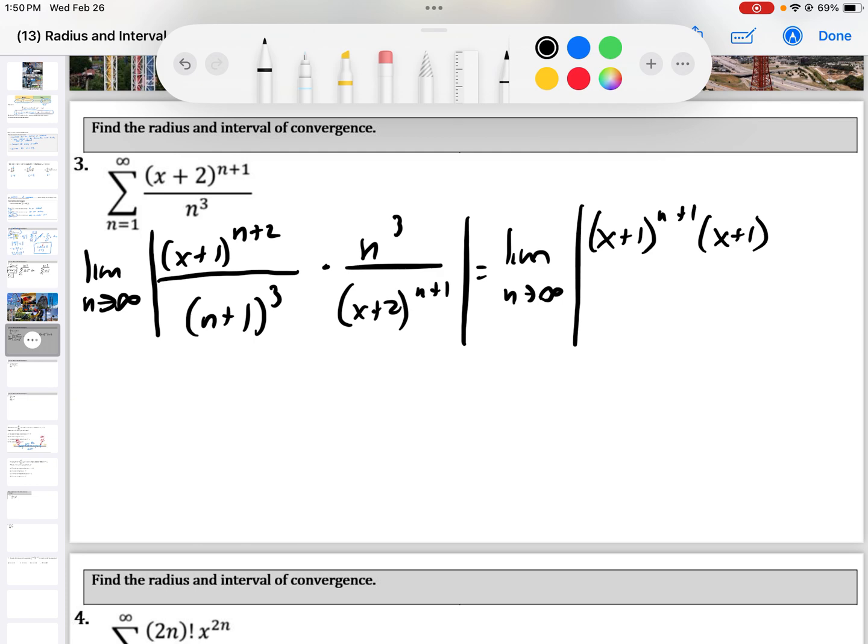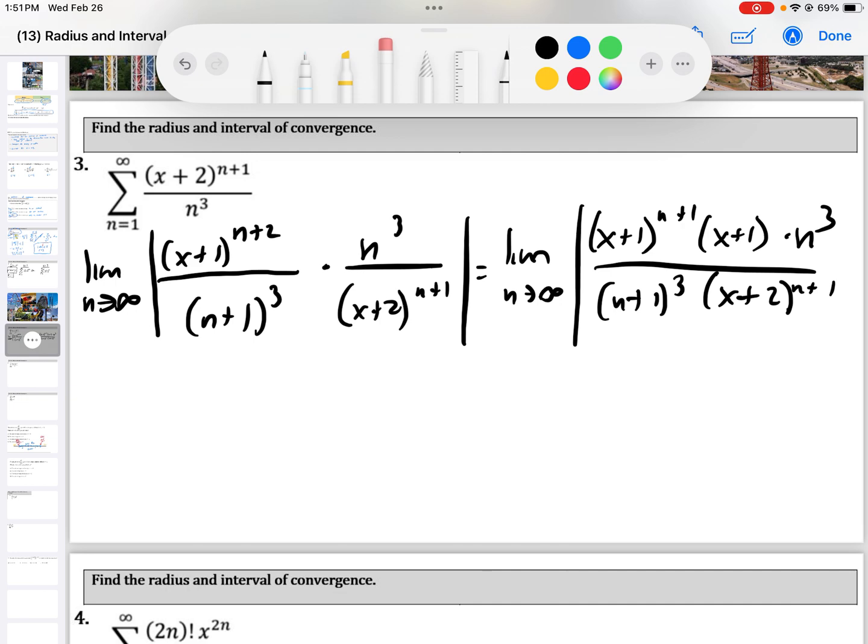This would be x plus 1 to the n plus 1 times x plus 1 times n cubed, all over n plus 1 cubed times x plus 2 to the n plus 1. Did I write something wrong somewhere? Oh, these should be x plus 1, whoops. I'm sorry. Change all that. That's a 1. But this is x plus 2. That's x plus 2. That's x plus 2. Okay, so from here, this cancels with that.